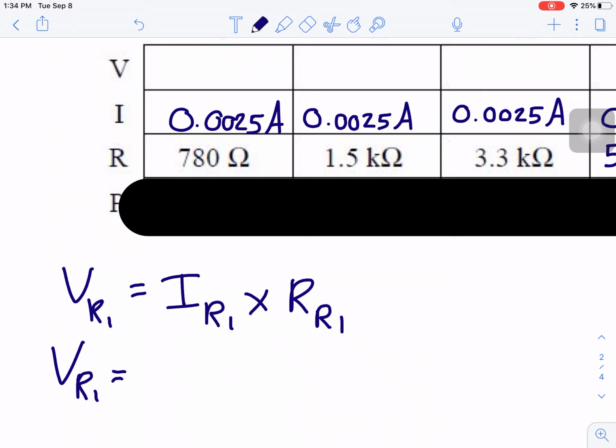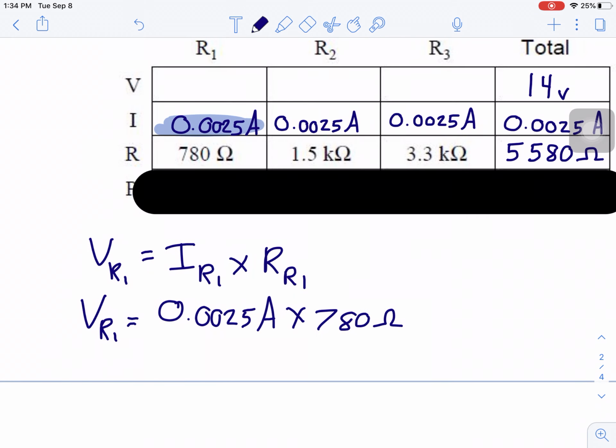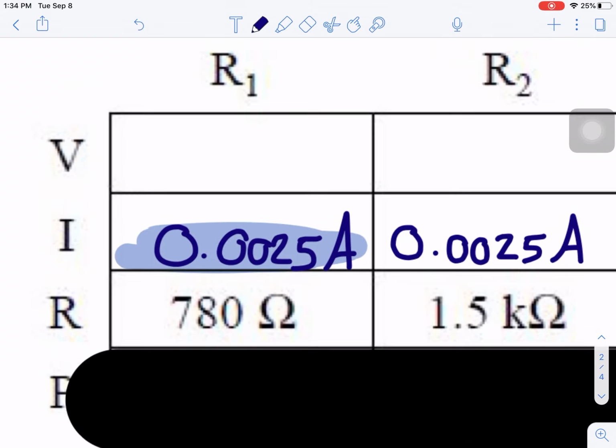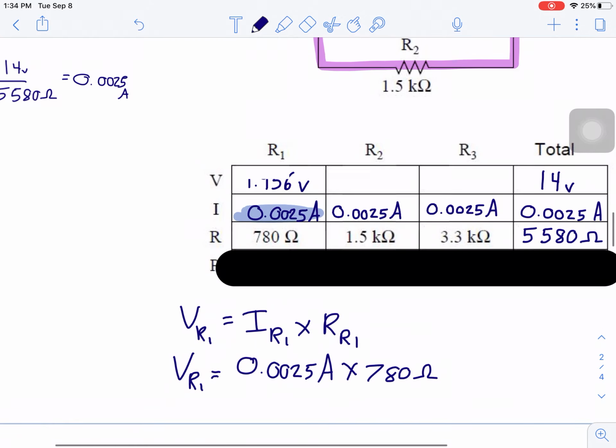So in that case, at VR1, the current is 0.0025 amps. And the resistance is 780 ohms. If I input that into my calculator, I wind up with an answer of about 1.956 volts.